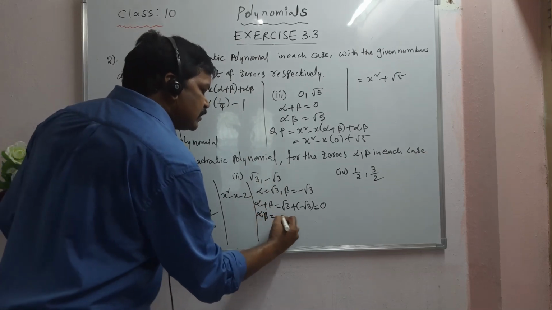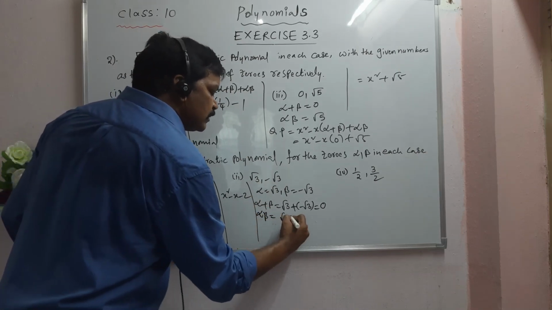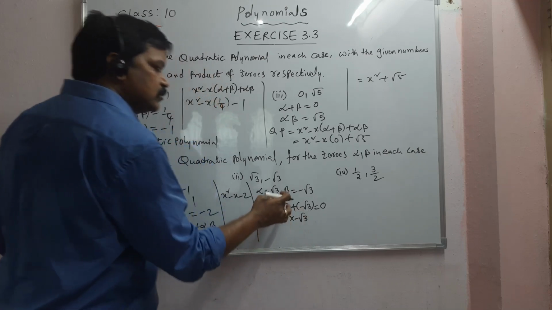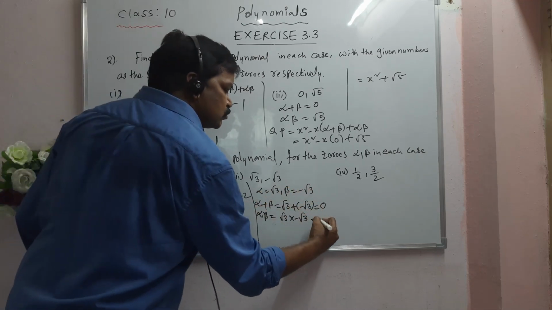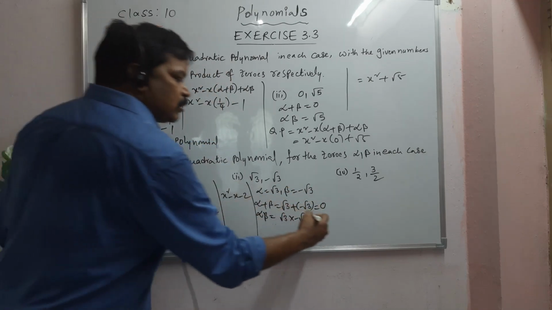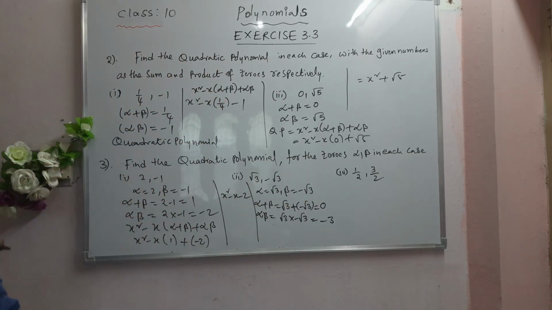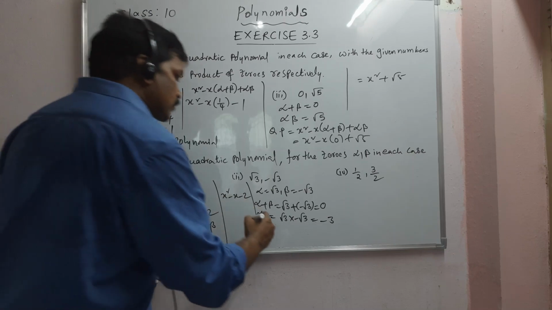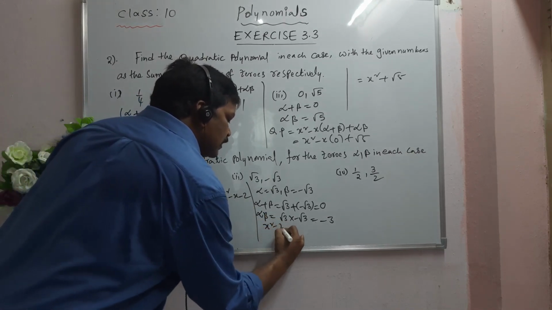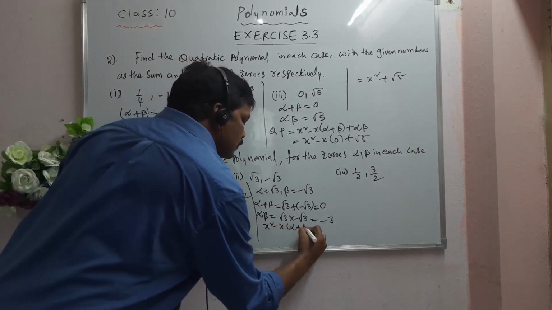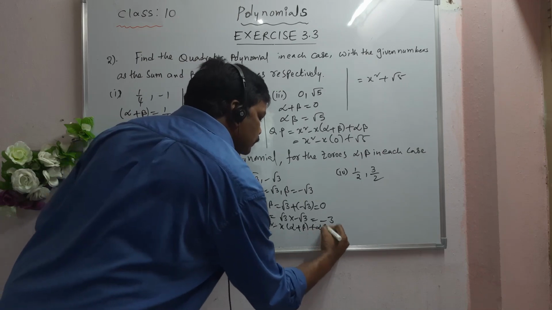What is alpha beta? That means root 3 times minus root 3. This is alpha, this is beta. So minus of root 3 into root 3 is 3. So product of the zeros is minus 3. So what is the quadratic polynomial? X square minus x times alpha plus beta plus alpha beta, no?